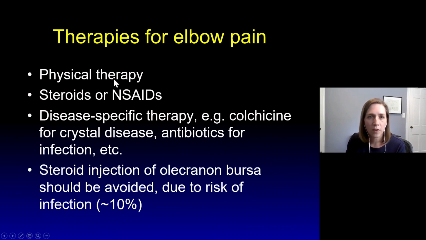So, things you can do for elbow pain. Physical therapy, again, can be very helpful for some of these chronic injuries. Steroids, depending on what type of process is causing the inflammation, or non-steroidals; again, topical is an option. You can do colchicine if it's a crystal disease. If it's an infected olecranon bursitis, antibiotics would be appropriate. But steroid injection of the olecranon bursa should be avoided. There's about a 10% risk of infection. You can also develop a chronic sinus tract. So I really avoid injecting anything in, although you could take fluid out if needed.